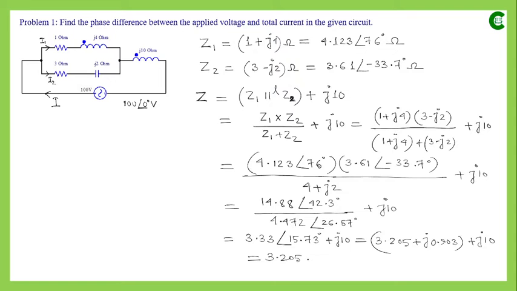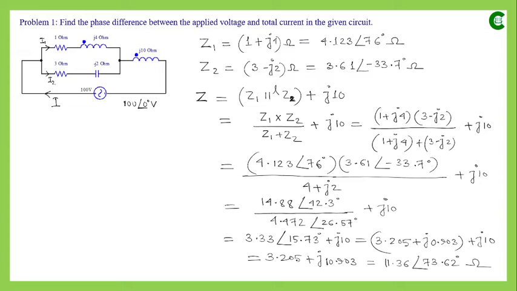So finally the equivalent impedance value will come as 3.205, and the imaginary part if we add, then it will be j10.903, and now if we represent that in its equivalent polar form, then it will be 11.36 and the angle will be 73.62, and since this is impedance, the unit will be ohm.